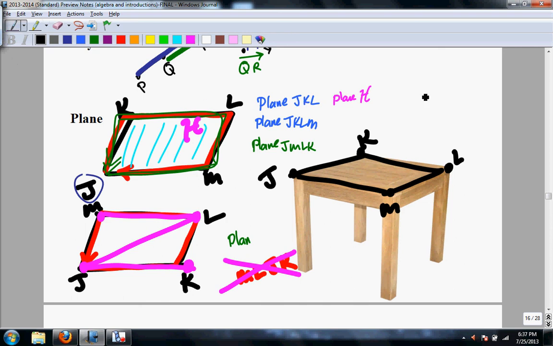Planes have both length and width. So planes are 2 dimensions.